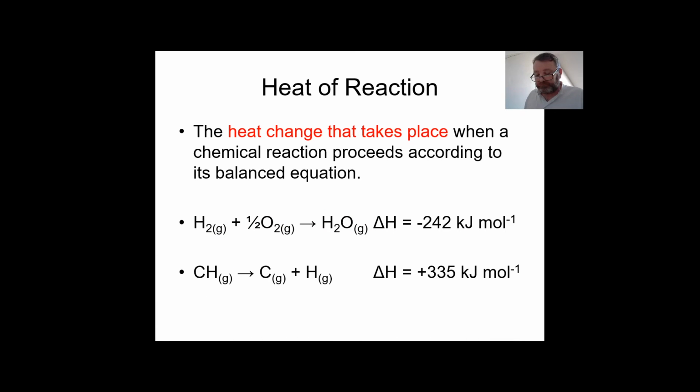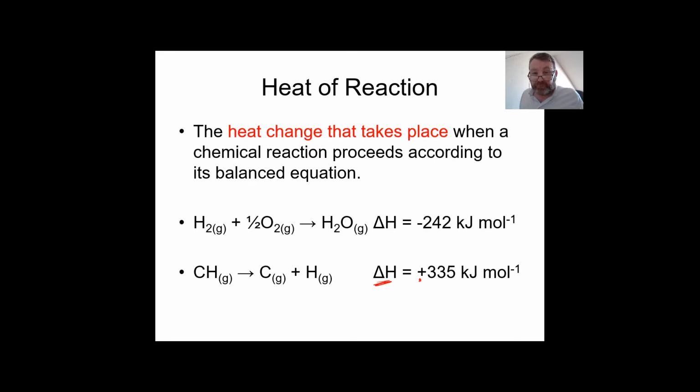Next one, CH breaks down into C and H, and let's call it properly. So CH, carbon hydride, breaks down into gaseous carbon and gaseous hydrogen. And delta H for this reaction, this time, is plus 335 kJ per mole. Now what does that mean? That means here the change in heat is an inward flow.